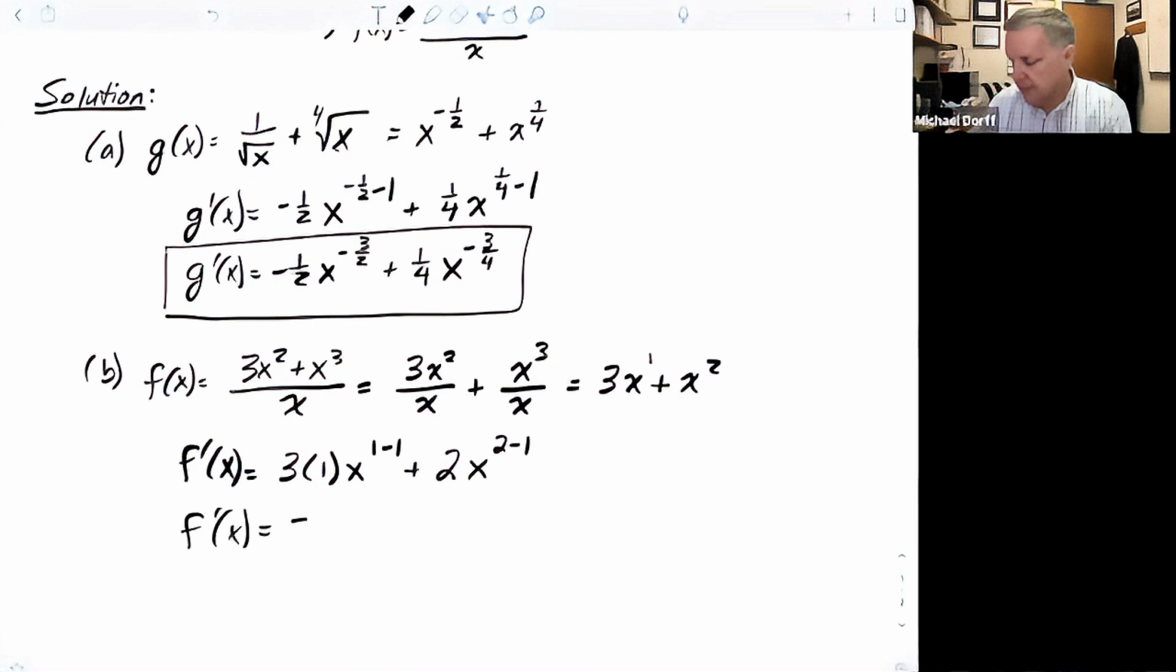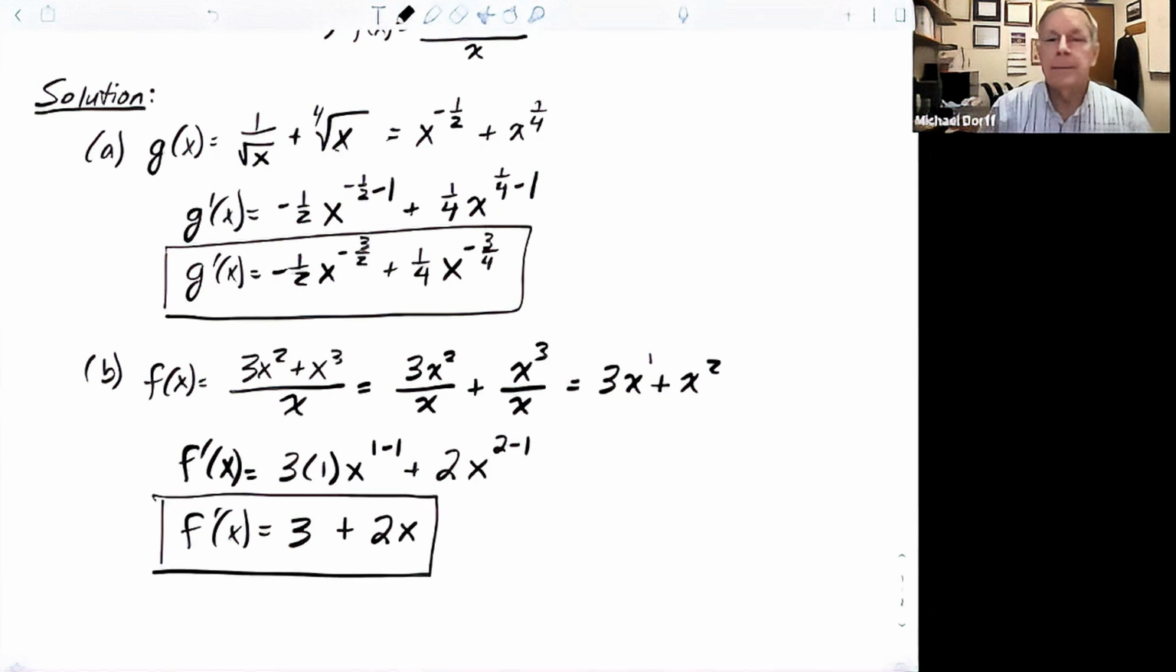And then finally, I can simplify that. 3 times 1 is 3. X to the 1 minus 1. 1 minus 1 is 0. X to the 0 is just 1. So that's just going to stay as 1. So 3 times 1 is 3. And for the second term, I have 2, and then x to the 2 minus 1 power, which is just 2x. All right, hope that helps.